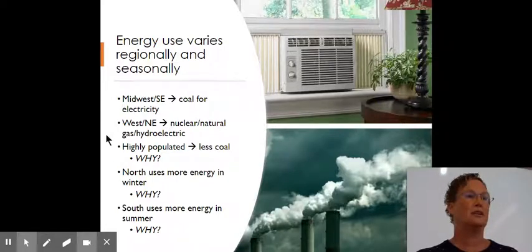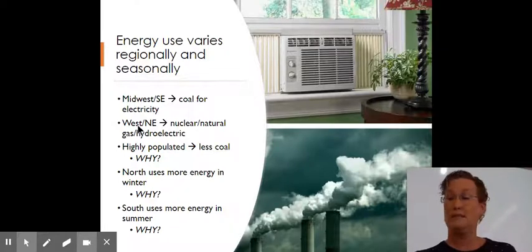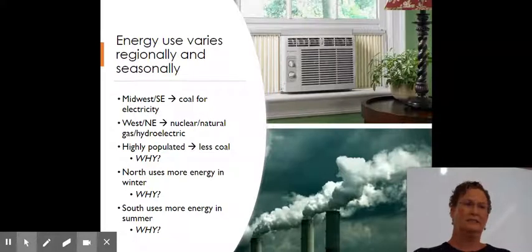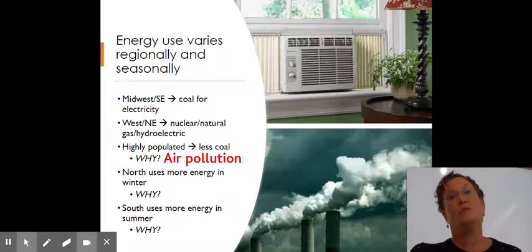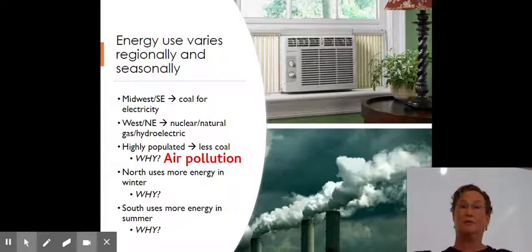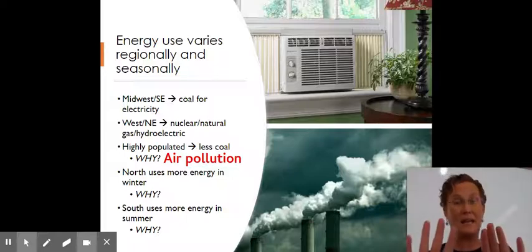They use nuclear and natural gas in the West, and nuclear, natural gas, and hydroelectric in the West and Northeast. And then in the highly populated areas, they use less coal. So why do you think they use less coal in an area that's highly populated? Because of air pollution. When there's a highly populated area and you're using lots of coal, they get lots of coal dust and air pollution, and people don't like it and they fight back against it.